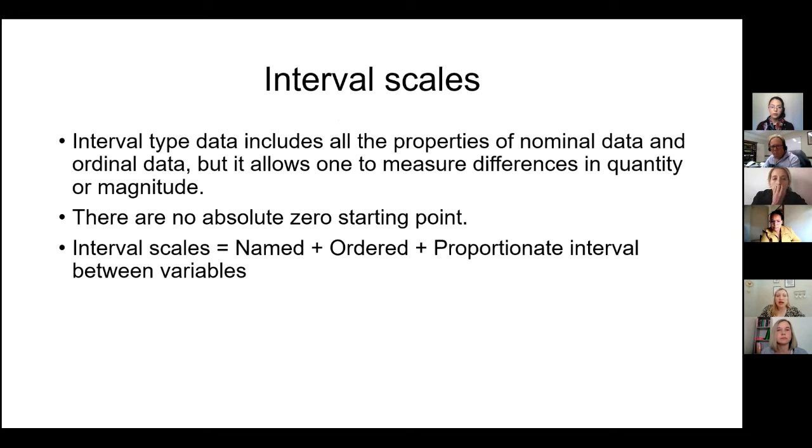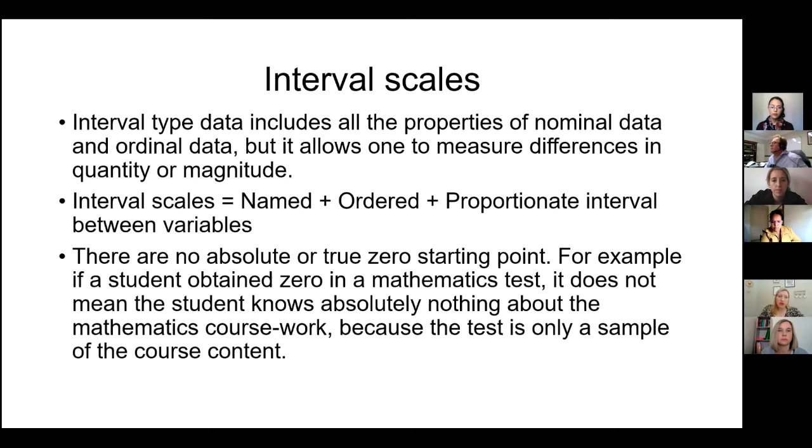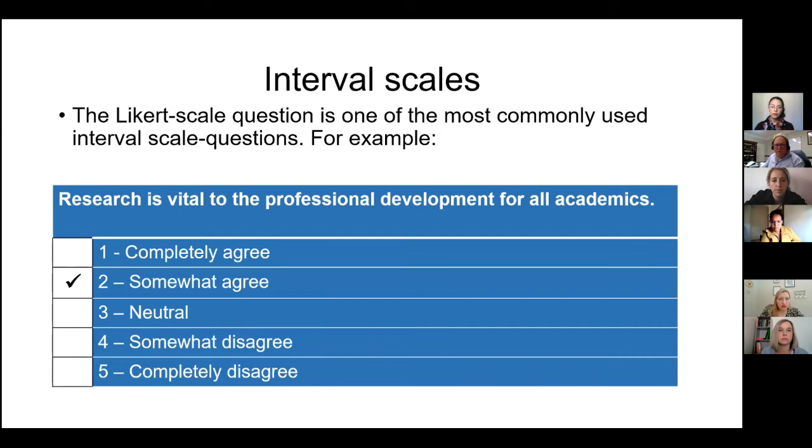With your interval scales, it includes all the properties of nominal data and ordinal data, but it allows you to measure differences in quantity or magnitude. And there's also no absolute zero starting point. Just to show you an example, it's often a Likert scale question that we use, where you ask a question and then the participant will say completely agree, somewhat agree, neutral, somewhat disagree, completely disagree.